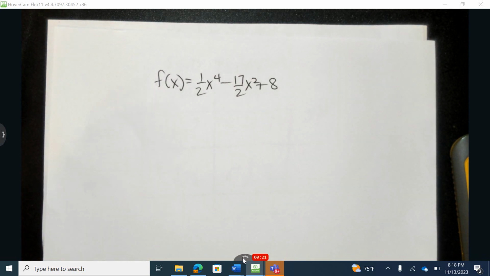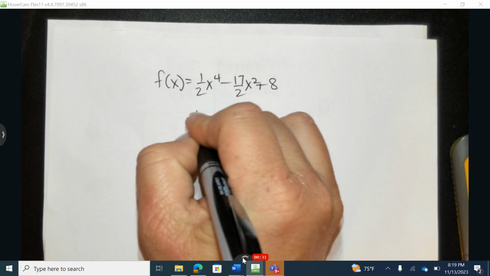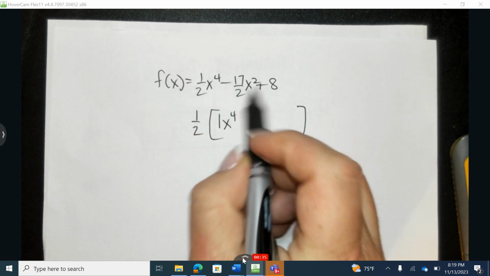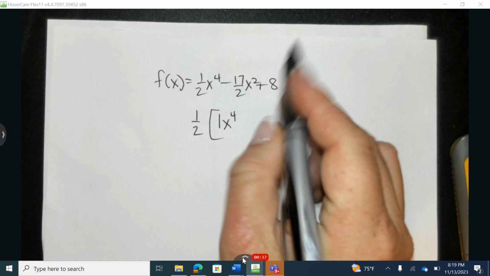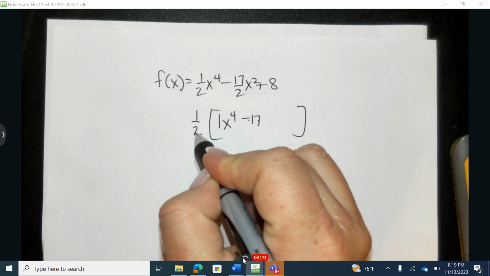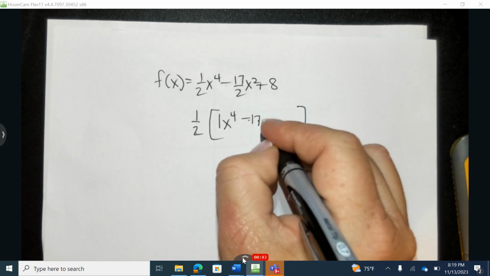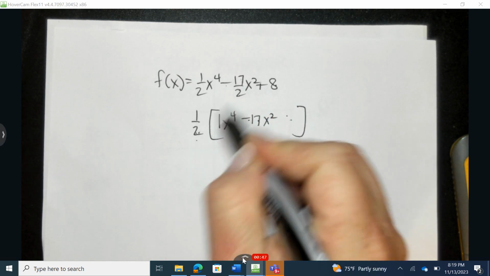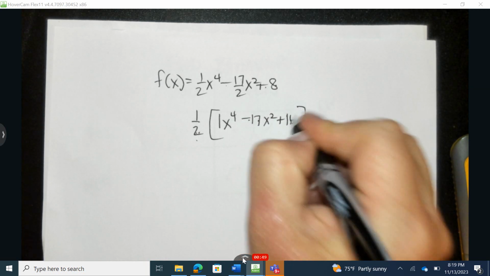So I'm going to start by looking at this and thinking, how can I factor this? Is it possible that I factor out the 1/2? I believe so. So 1x to the 4th. Now, if I factor out a 1/2, I'd be left with negative 17, because negative 17 divided by 2 is negative 17/2. Now, what number divided by 2 gives us 8? It's going to be a positive 16.